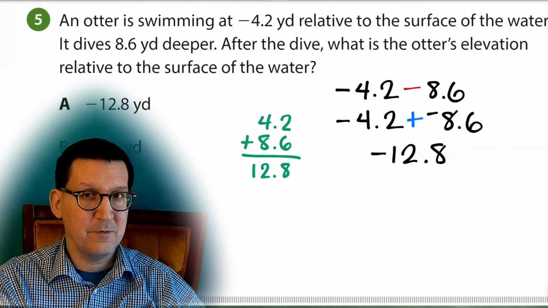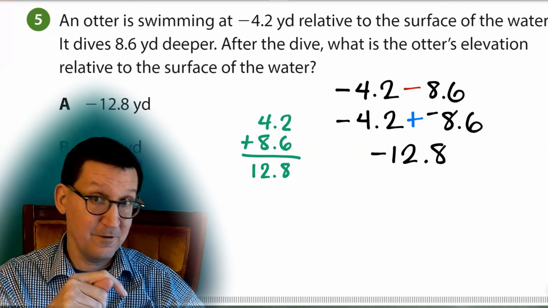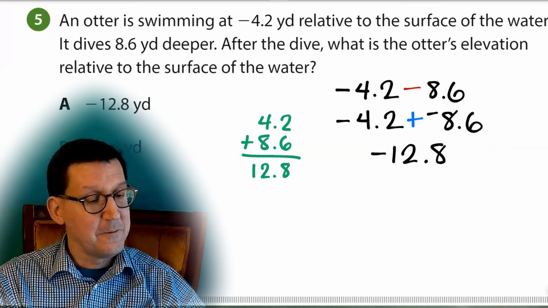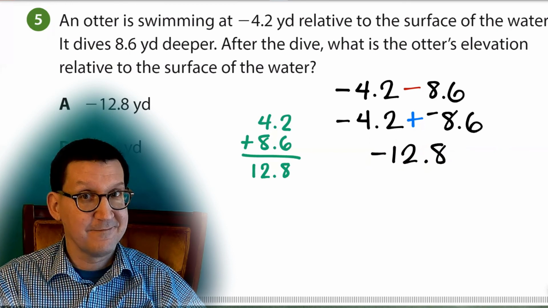Why is it negative 12.8? Because we just keep going negative, right? He's down below the surface. He goes down further below the surface. And he ends up at 12.8 yards down below the surface.